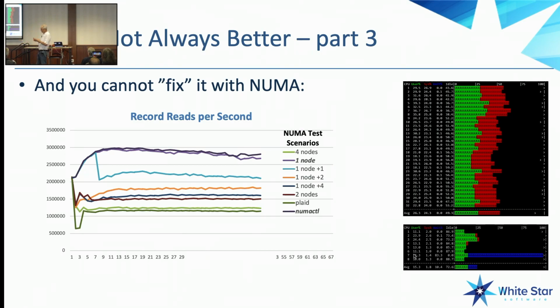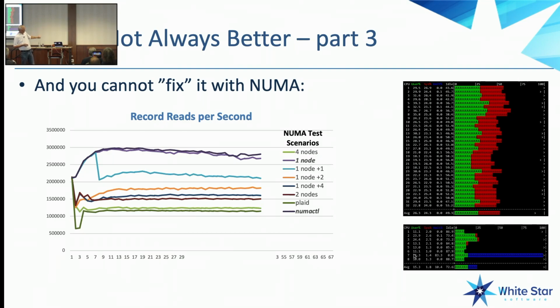So here we have some testing that we did last year, looking at the number of records per second that you can read in various configurations. So the top line is basically one NUMA node. So that's just one node. The other three nodes are turned off, and we get the best throughput. We got about 3 million reads per second with just one node. So disable the other cores.